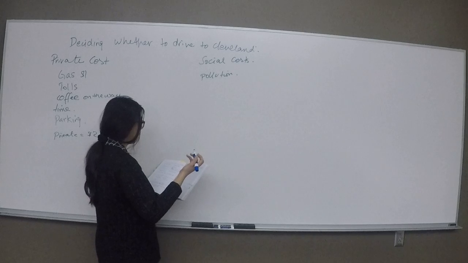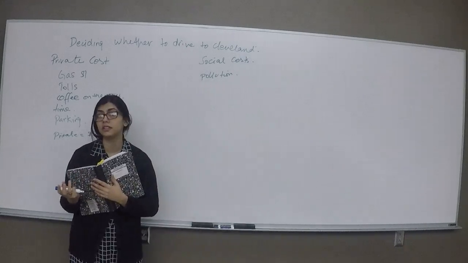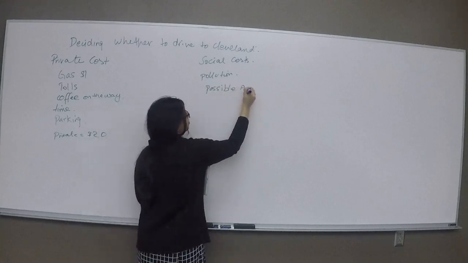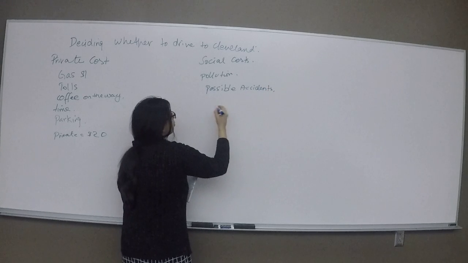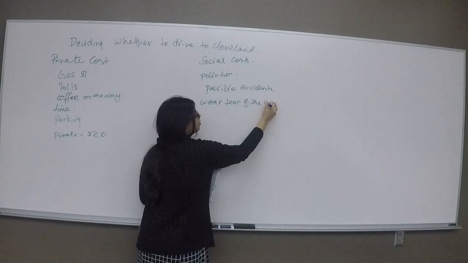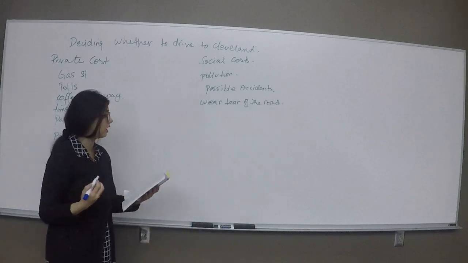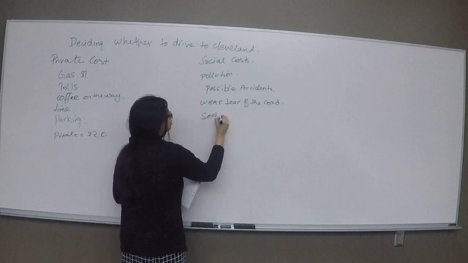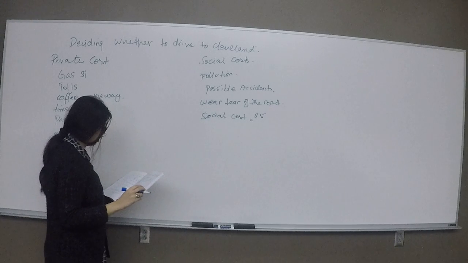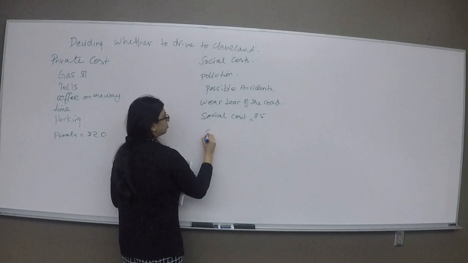So pollution would be one. In this case, there's a potential for accidents, so possible accidents could be a cost. Wear and tear of the road, right? You're using the road, and the more you use it, the more wear and tear, stuff like that. So we're going to say social cost is equal to $5. We're going to say social benefit is equal to $0.